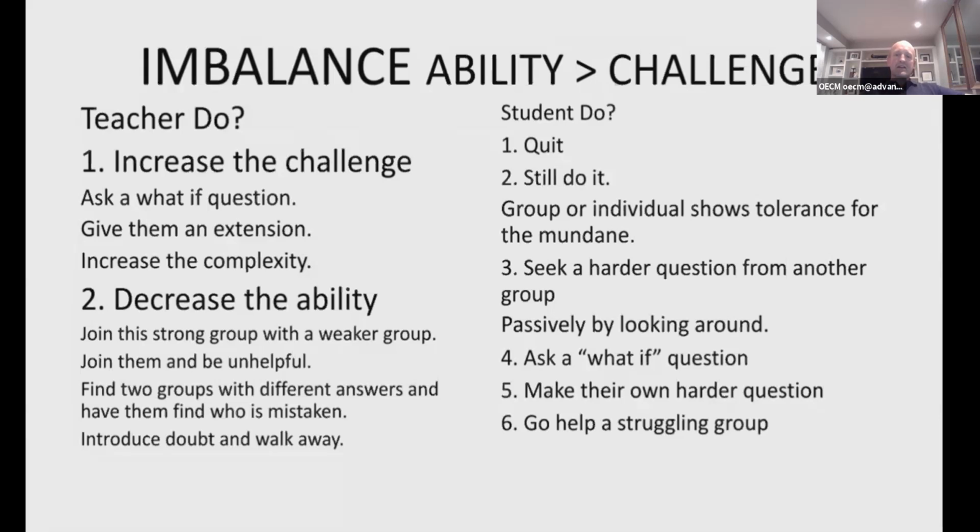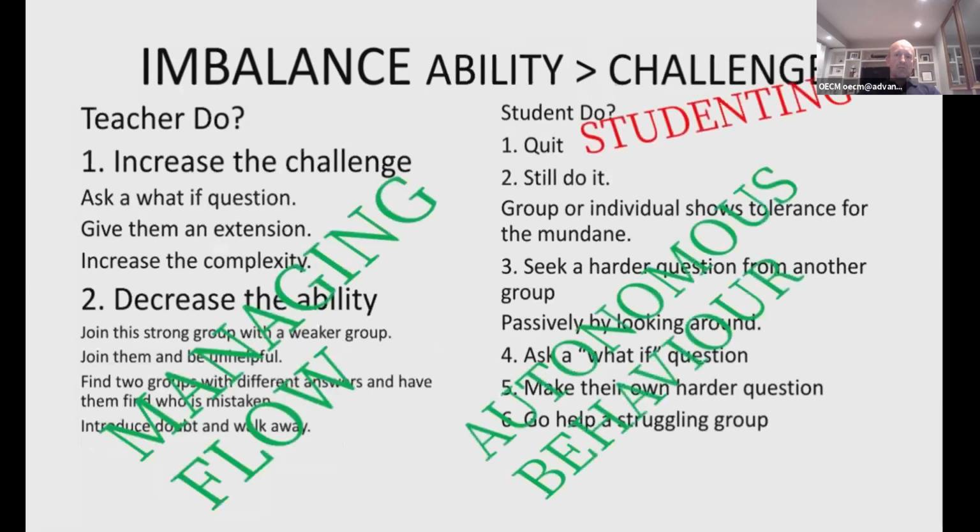So ask a what if question to increase the challenge. Make your own harder question. Can you make a question that you think another group would find difficult? Can you go help a struggling group? And so then again, we classify these three things that happen into managing flow for you, student autonomy, and studenting, right?